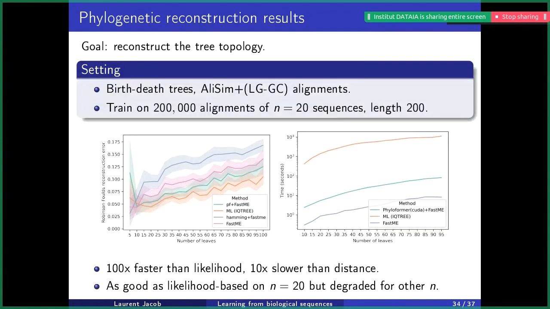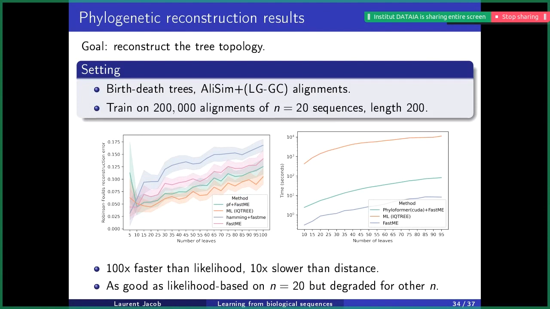Okay, these are some of the results that we obtained. The goal was to reconstruct the tree topology from the alignments. So we were generating trees using what's called the birth-death process. And then once we have these trees, we use a classical simulator and model to evolve sequences on this tree. We get 200,000 alignments of trees of 20 sequences, with sequences of length 200.